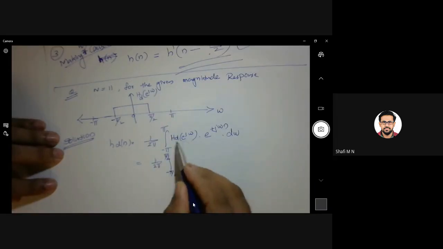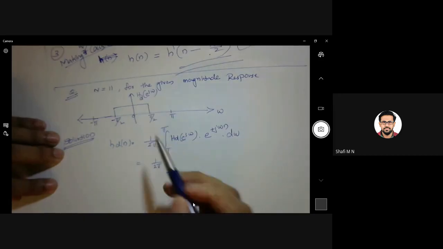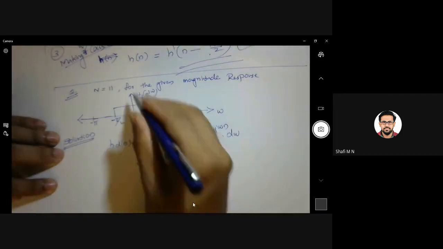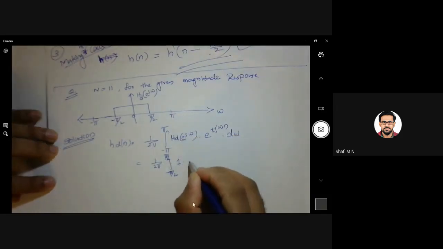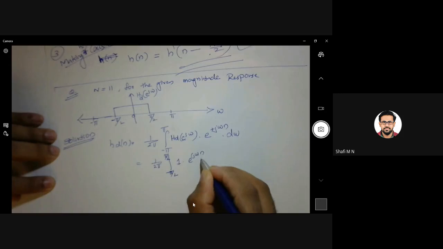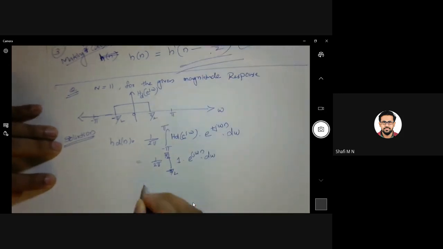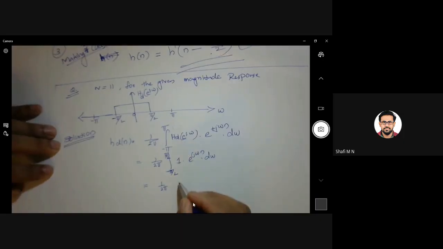At this time, your HD of e power j omega, that is 1. Actually, this is the magnitude plot. You want the magnitude of it. Okay. So that is 1 into e raised to j omega n d omega. Now integrate it. 1 by 2 pi into integral of e raised to j omega n. Integral of e raised to j omega n is e raised to j omega n itself with respect to omega.